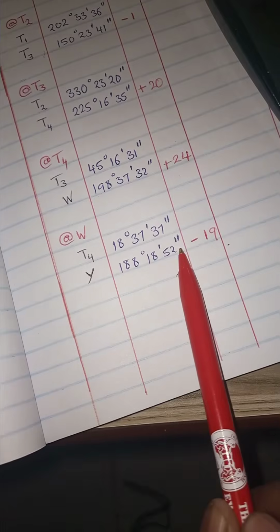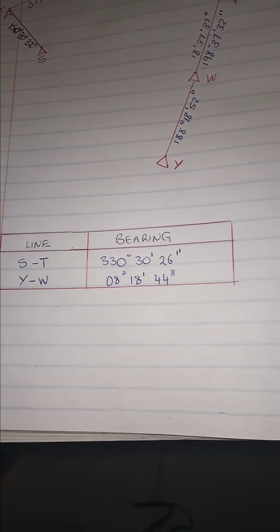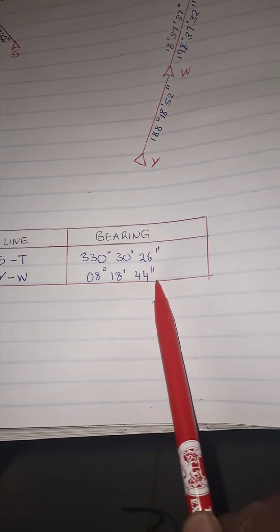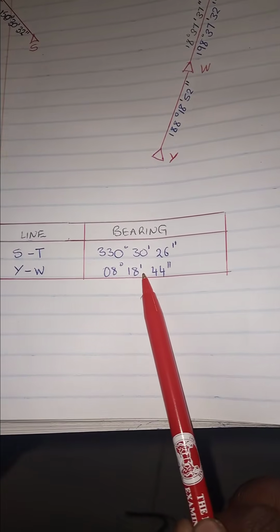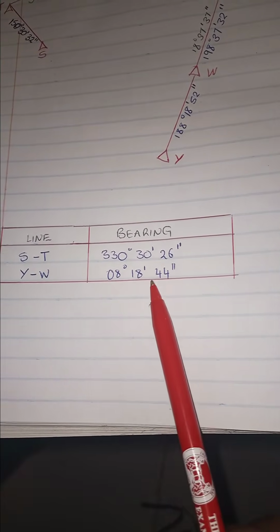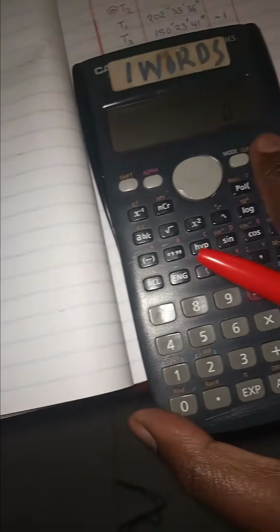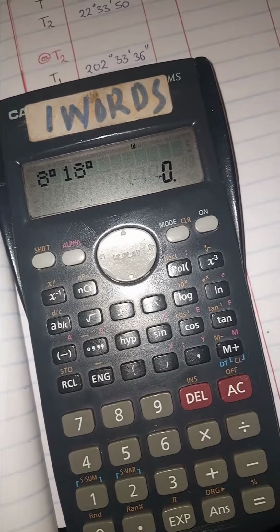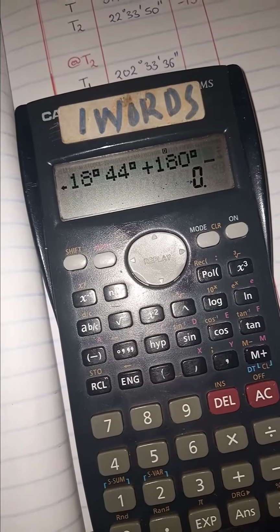So I had written it earlier here. So we are going to use the calculator in order for us to find the corrected final bearing of the same line, and that value is going to be gotten from here. So this is the back bearing. I want to find the fore bearing of this line, the corrected final bearing of this line. That means I will take 8 degrees 18 minutes and 44 seconds plus 180 degrees.